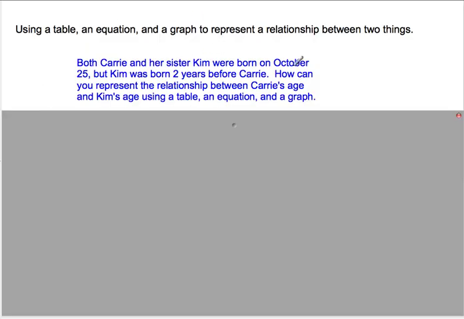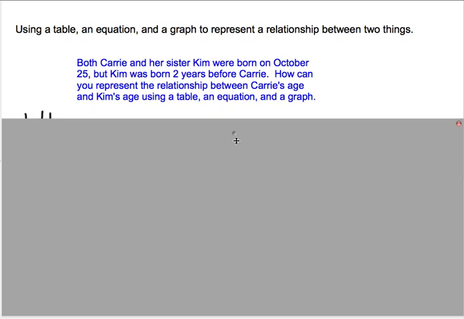Now let's say we got this word problem here. Both Carrie and her sister Kim were born on October 25th, but Kim was born 2 years before Carrie. How can you represent the relationship between Carrie's age and Kim's age using a table, an equation, and a graph? Okay, well, let's start with the table.